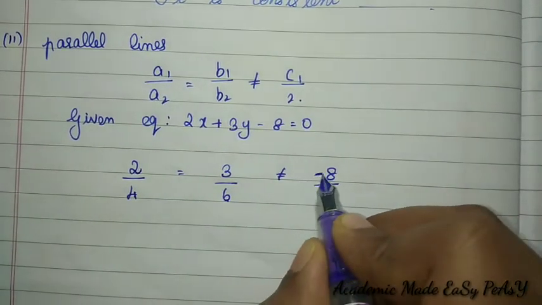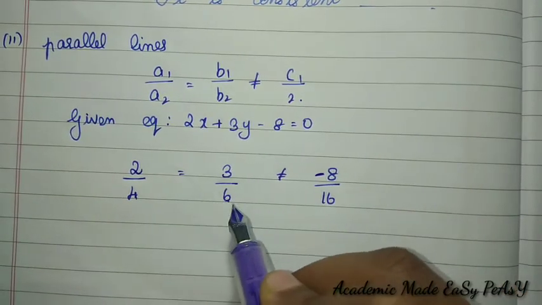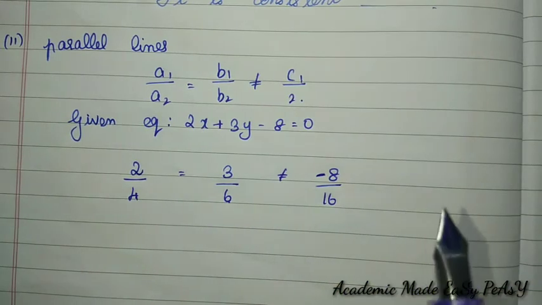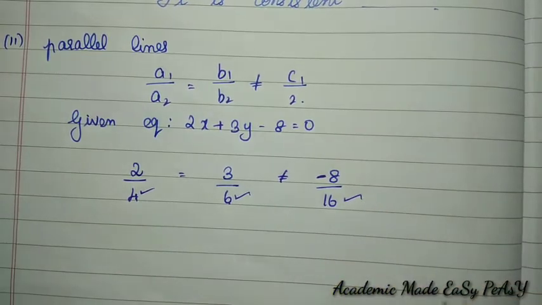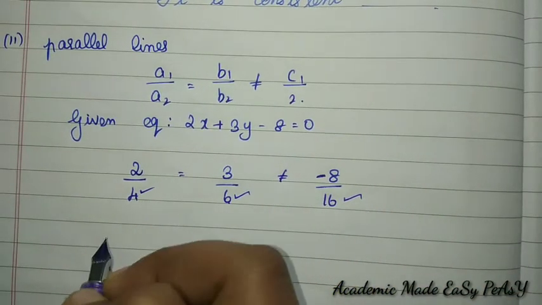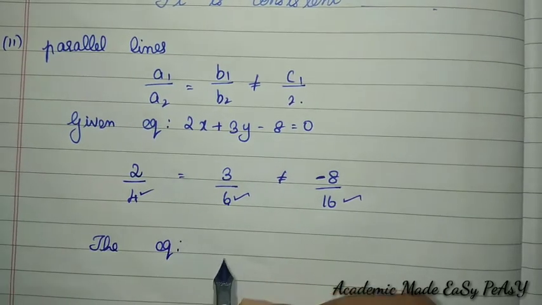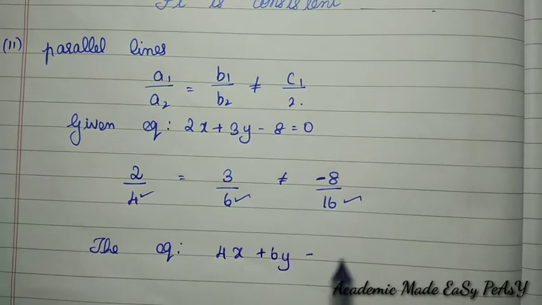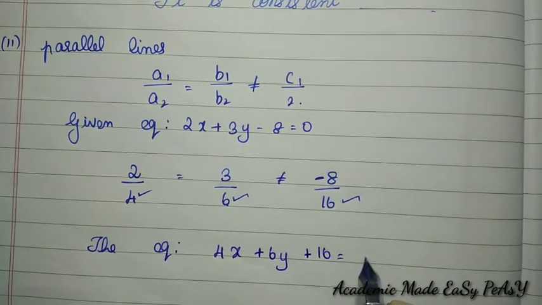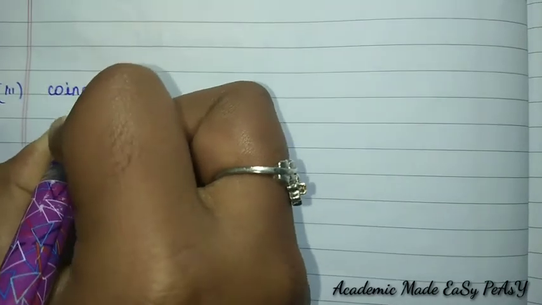But see, did you see the sign over here? It is minus. So 1 by 2 equal to 1 by 2 not equal to minus 1 by 2. So now I will be taking this as the coefficient of x, y and the constant term respectively. So the equation is 4x plus 6y plus 16 is equal to 0. That's it. So now third subdivision, that is coincident line.